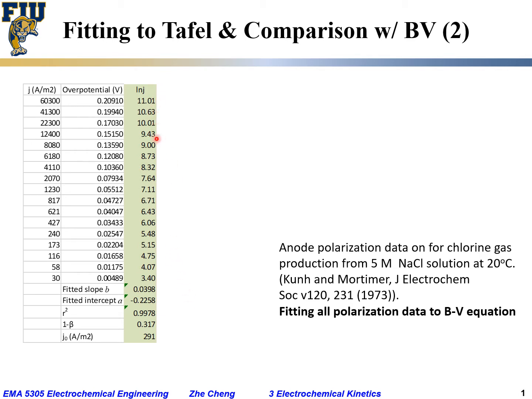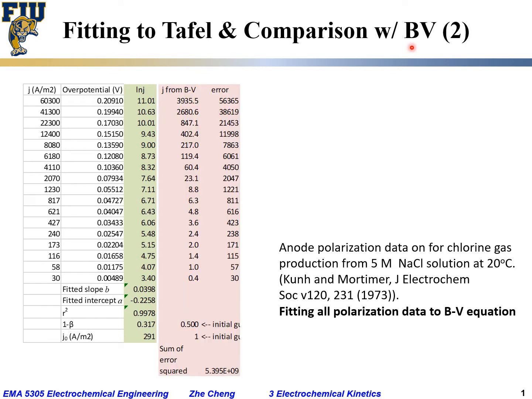Again, remember for Tafel, we should only use the data for overpotential that is significant. In this case, we use the data greater than 0.05 volt, or greater than 50 millivolt, from this line and above. Okay? So with the current density and overpotential, now let's look at how we are going to get the 1 minus beta and J0 value by fitting directly to the Butler-Volmer equation, which in fact we have done before.